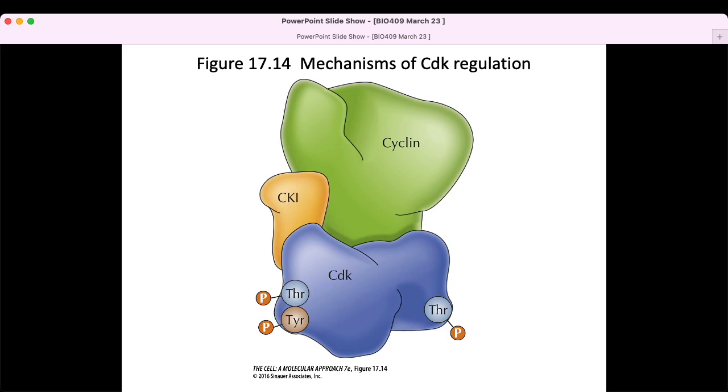CK1. When CK1 and cyclin are both present, it's like the school patrol overwhelming everything. It's a trump card, where nobody's moving forward no matter what. The repressor and the activator work together to activate? No. Lots of times the repressor is just not there, right? Okay. And so all we need to do is activate this thing.